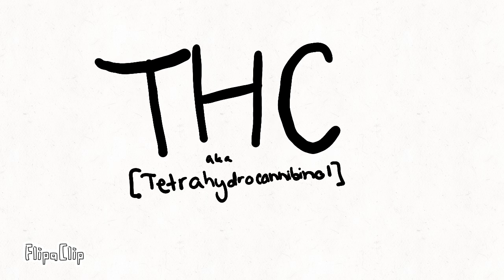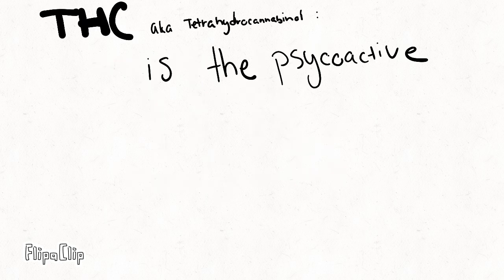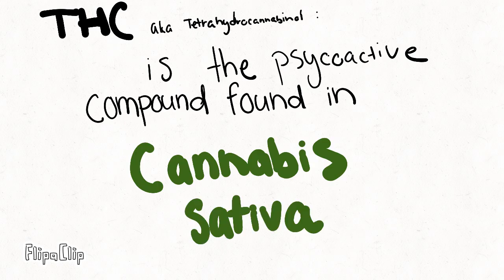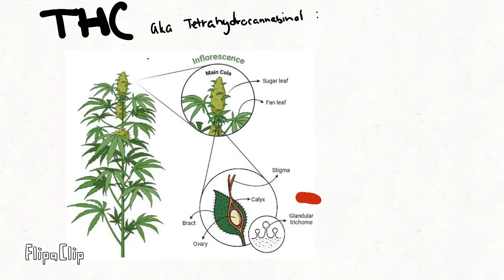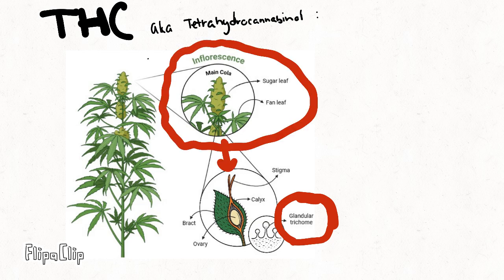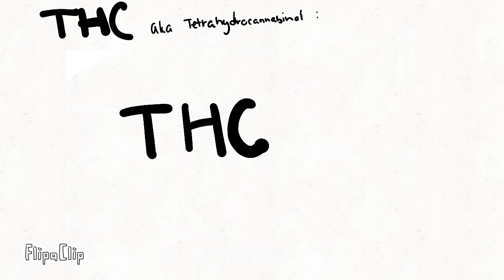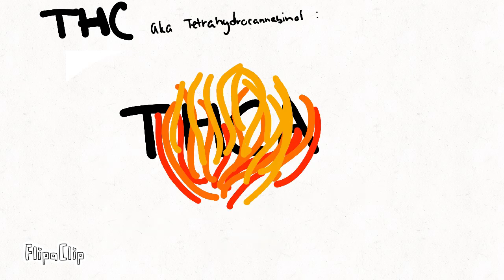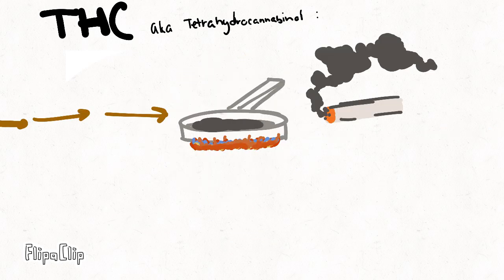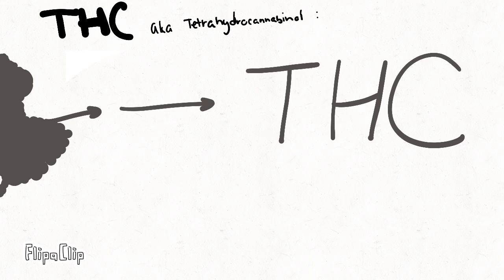THC, also known as tetrahydrocannabinol, is the psychoactive compound found in cannabis sativa. It is made and stored inside tiny crystal-like glands called trichomes, especially on the flowers of female cannabis plants. THC starts out as THCA, a non-psychoactive acid, but when it's heated, like cooking or smoking, it turns into THC.